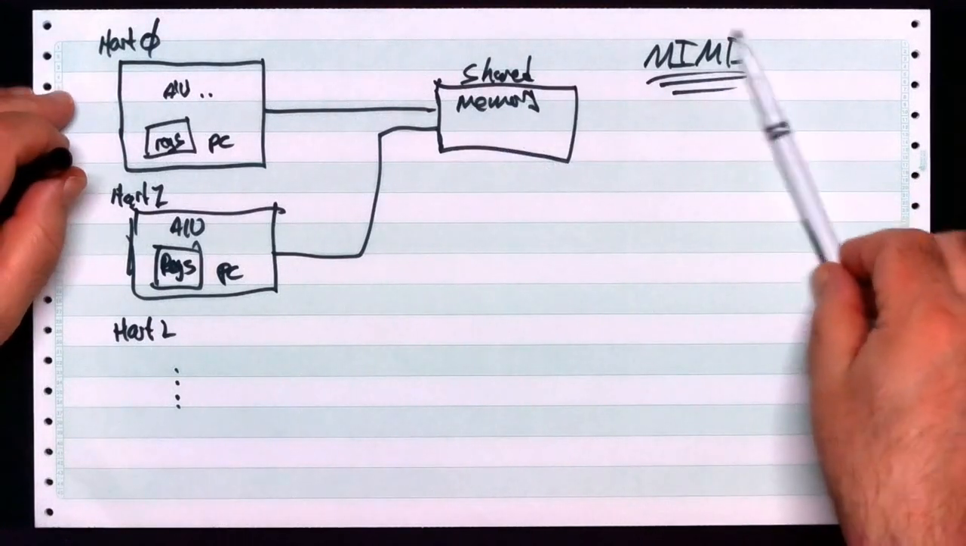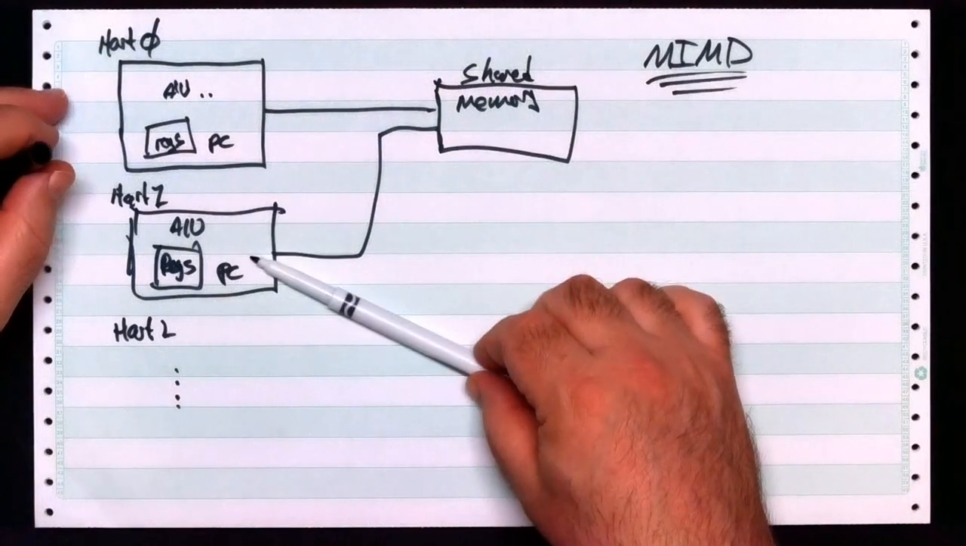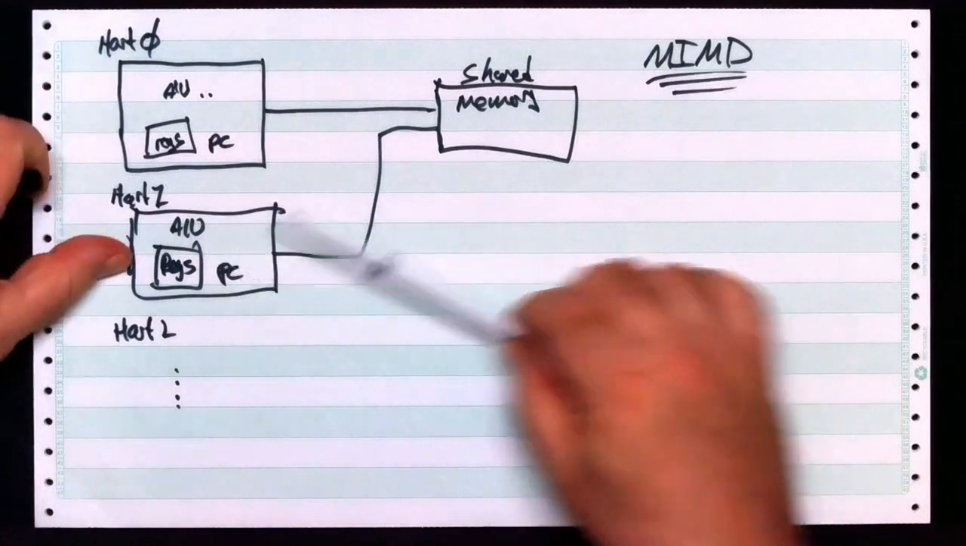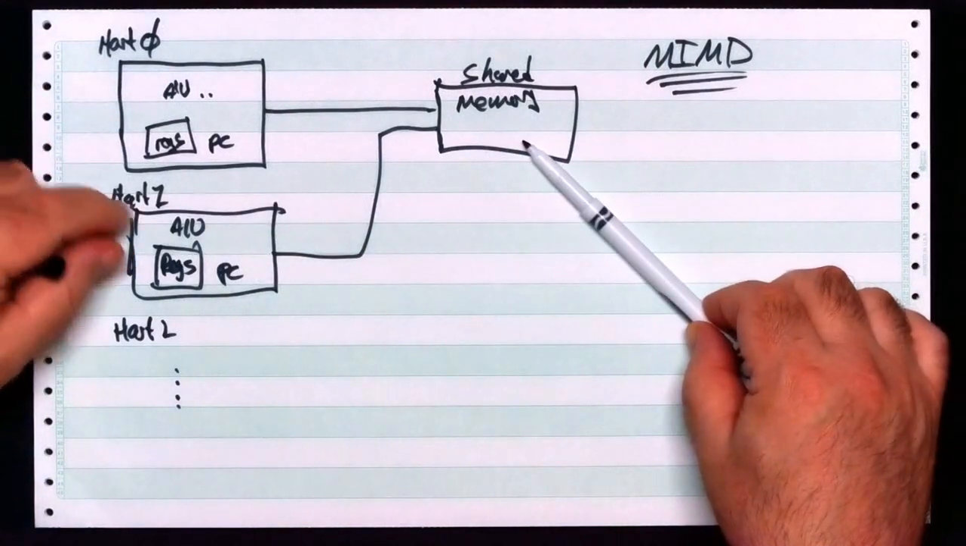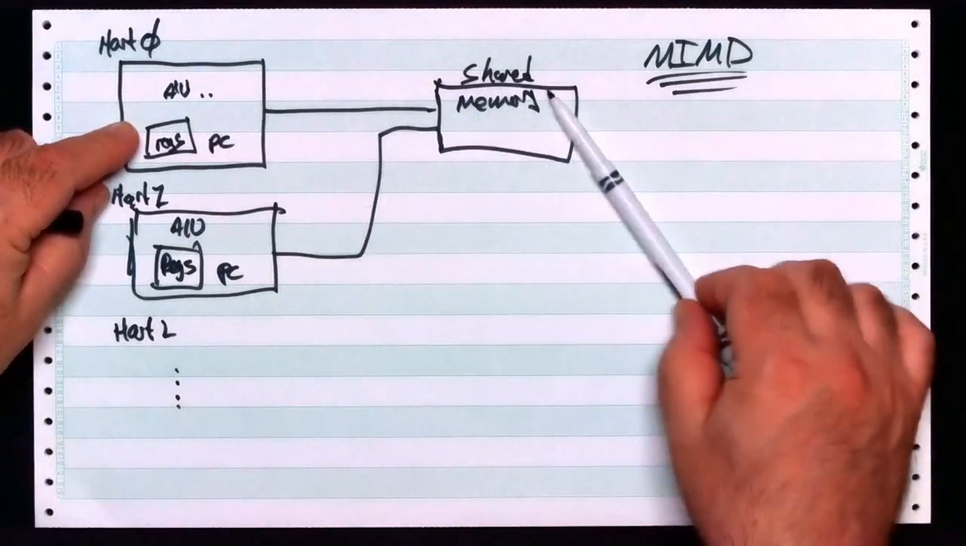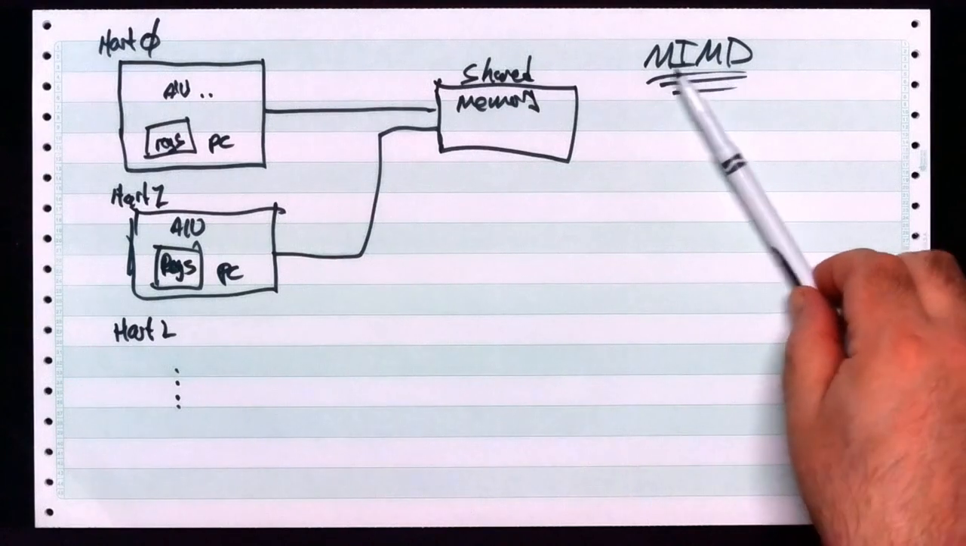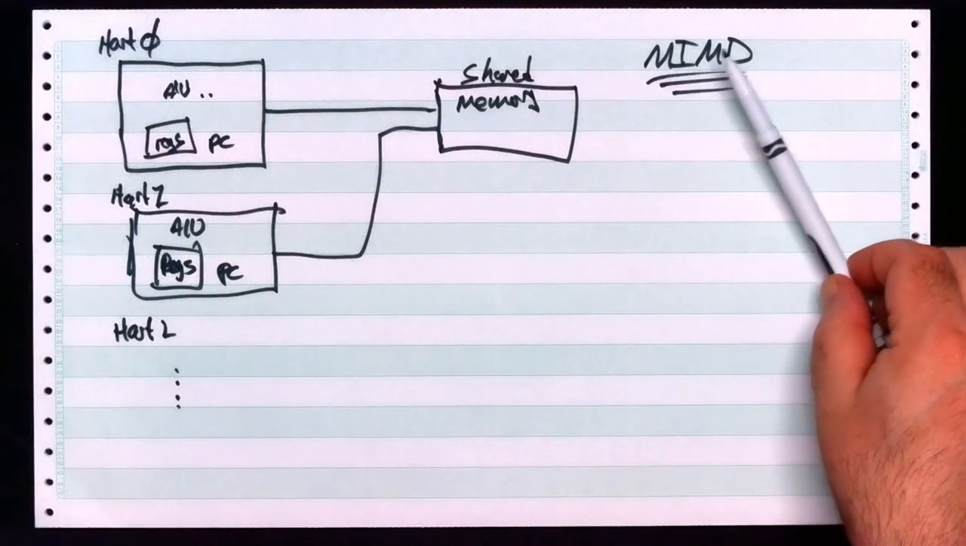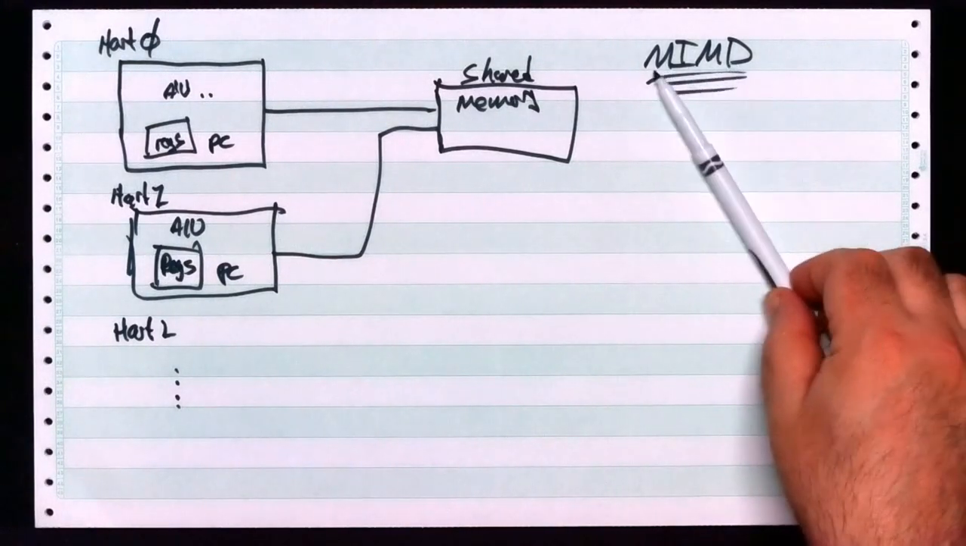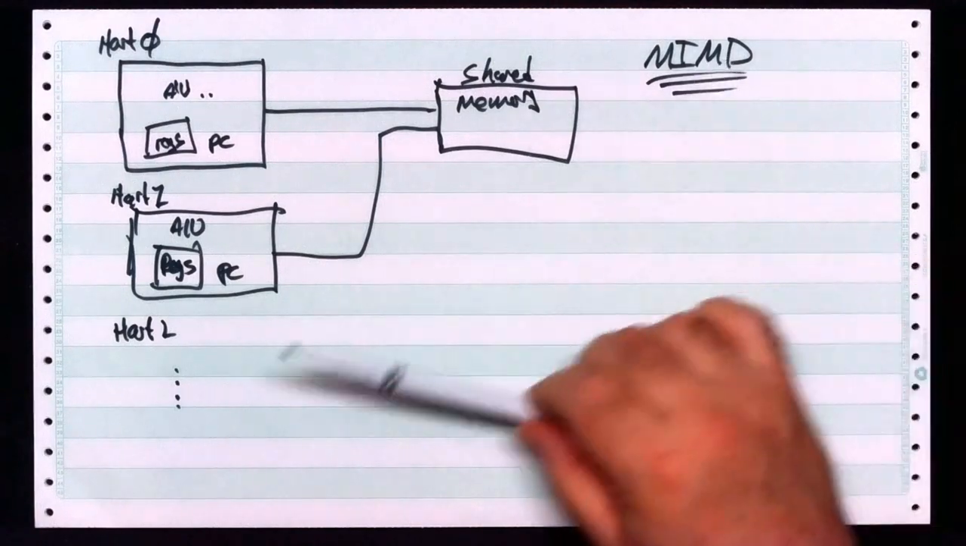The multiple data means that you have the option of this hart here processing data from a different place in the memory than this hart up here, which might be using some different thing, completely independent. So that's what they mean when they say multiple instructions and multiple data. It doesn't mean it has to be. It means you have the option of doing this. And that's kind of key.